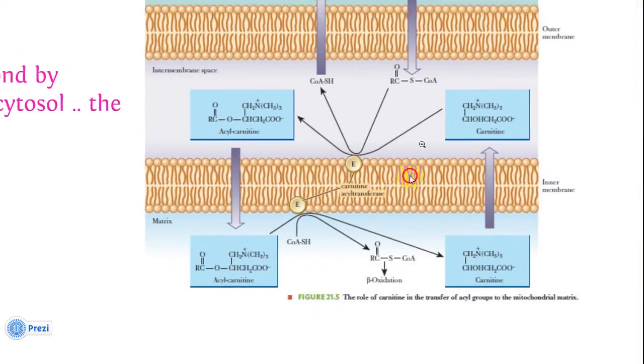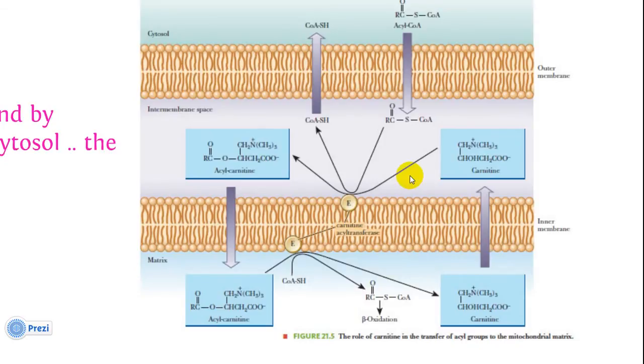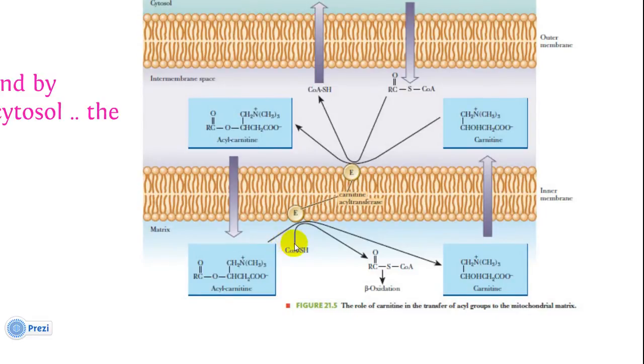So what happened before the beta oxidation? First thing, we activated the fatty acid. This activated fatty acid can cross the outer membrane, but it can't cross the inner membrane. To cross the inner membrane, we bind it with carnitine. We use carnitine acyltransferase. The name of the enzyme is very simple: carnitine acyltransferase, because we move the acyl group from the coenzyme A to the carnitine. Now the acyl-carnitine can cross the inner membrane.